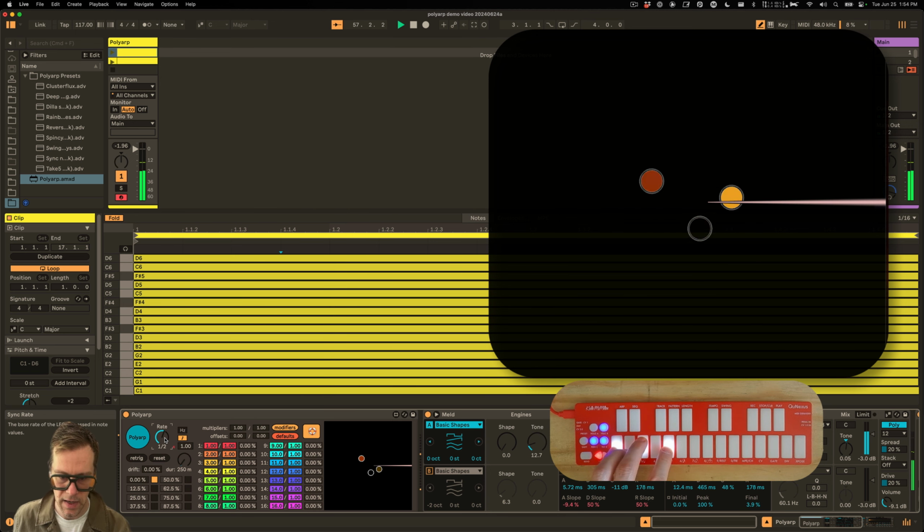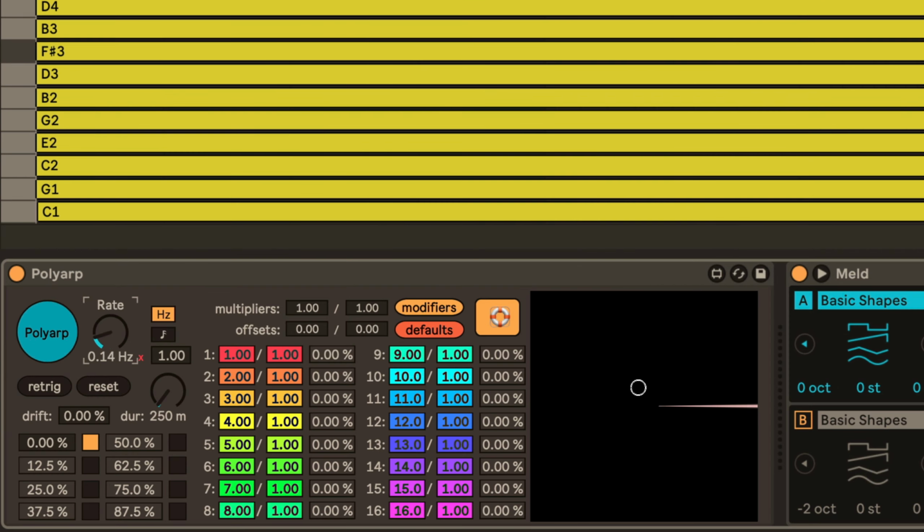In this case, the pattern is a polyrhythm where each note is repeating at some multiple of a bass pulse, and that bass pulse is set here. It can be set in terms of cycles per second from 0 to 1, and there's a multiplier, which can also be negative.